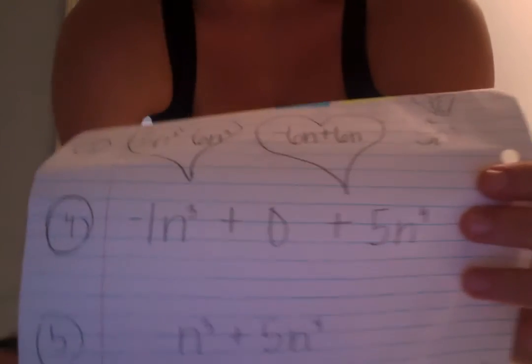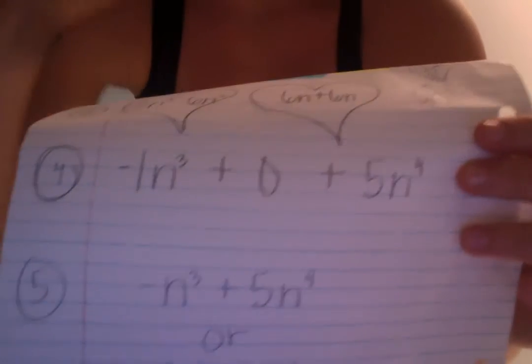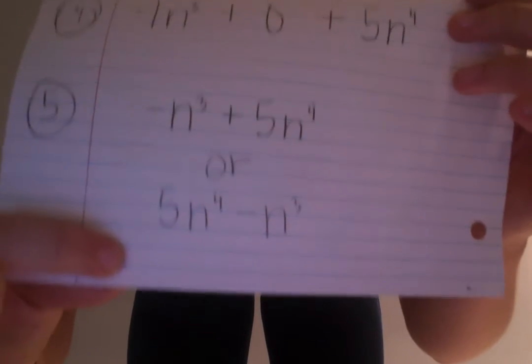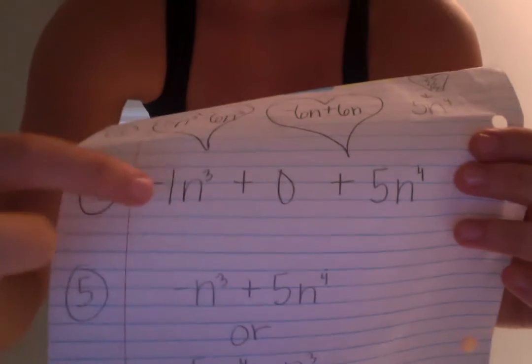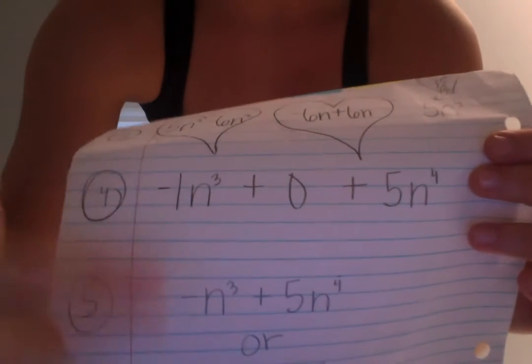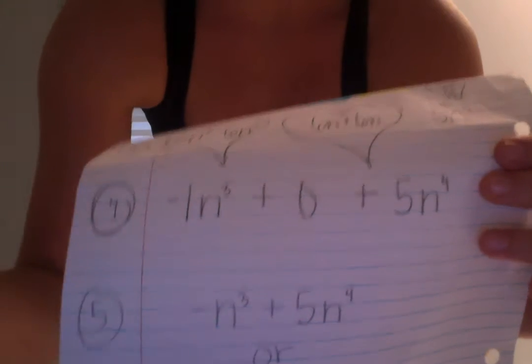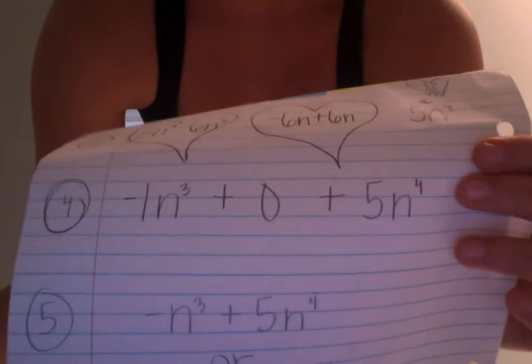To end up with a minus sign, we could always say 5x to the 4th minus x to the 3rd. You're like, wait, what? Where'd all this other stuff go? Alright, we can drop that 1. We can drop that 0. Because anything that's in front of a variable is considered 1. So we can drop it.